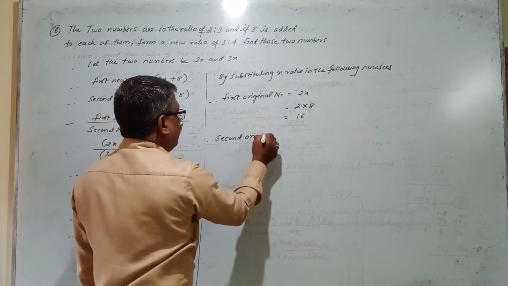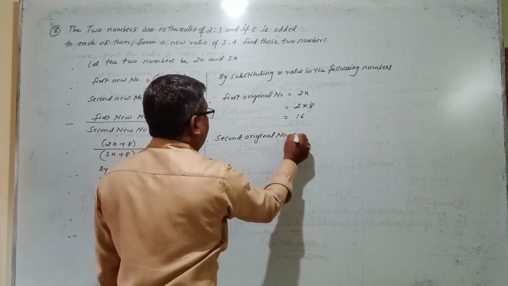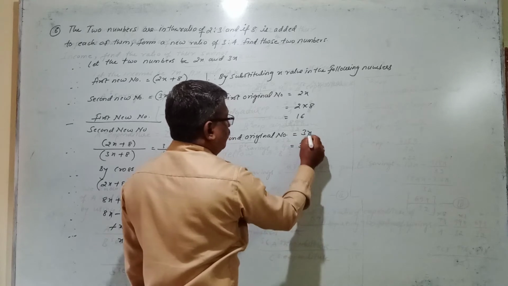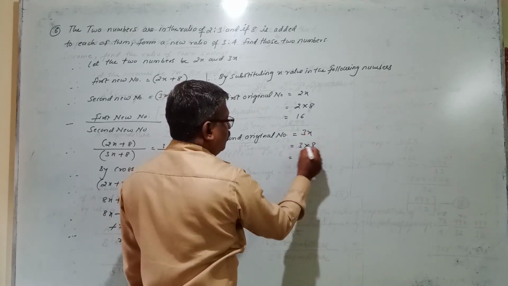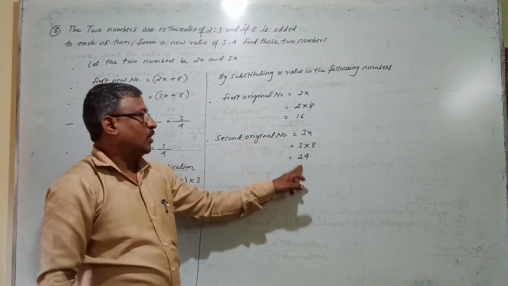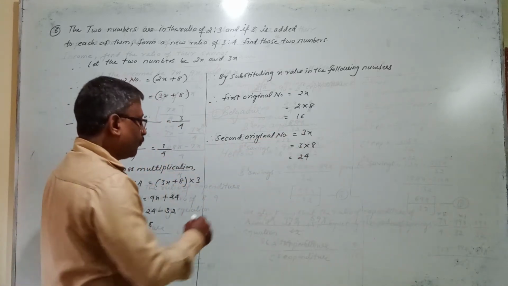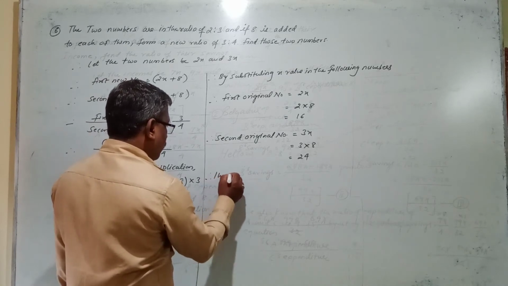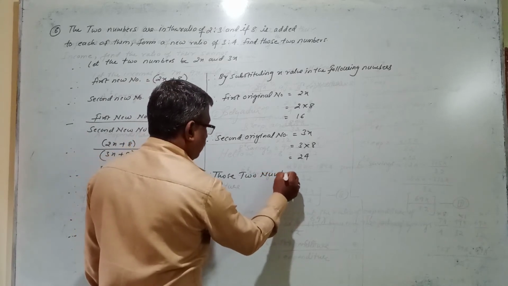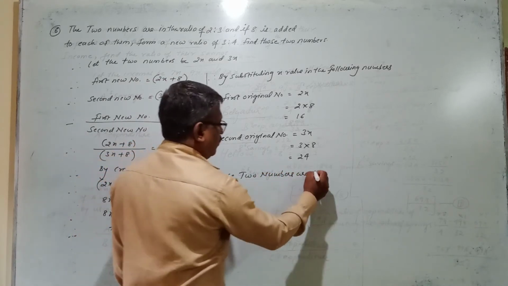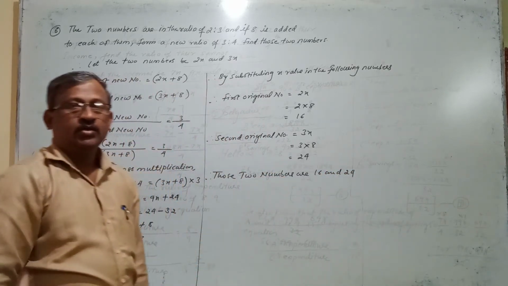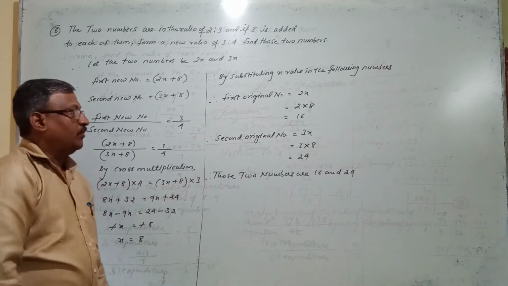Second original number equals what? 3x. So 3x value is how much? It is 8, so 3 8s are 24. So like this you will come to know those two numbers, right? So here you write, therefore those two numbers are 16 and 24. So like this you will get those two numbers.